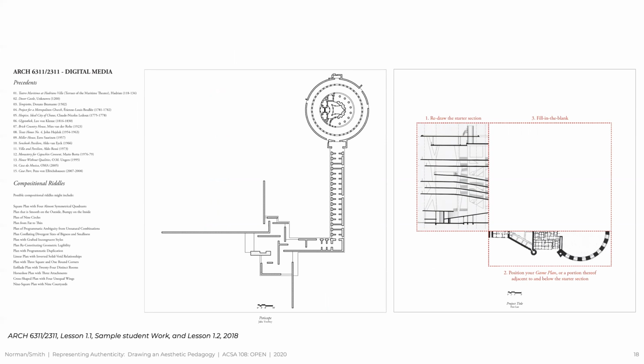Titled Game Plan, students proposed an architectural riddle as the generative tool for constructing a fictional plan that combined fragments from at least 5 precedents. Students completed the first assignment by generating a section through a combination of projection and extension. Titled Fill in the Blank, students first selected a starter section from a preset list of 6 precedent sections.